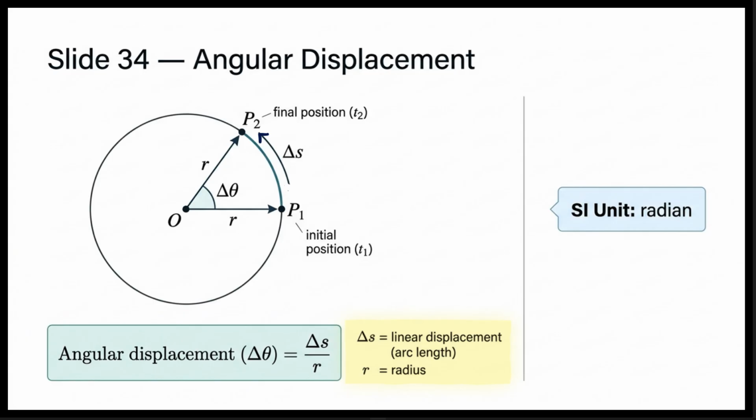SI unit is the radian. 1 radian corresponds to an arc length equal to the radius. So a full circle of circumference 2 pi r corresponds to exactly 2 pi radians, a clean and natural unit system for rotation.